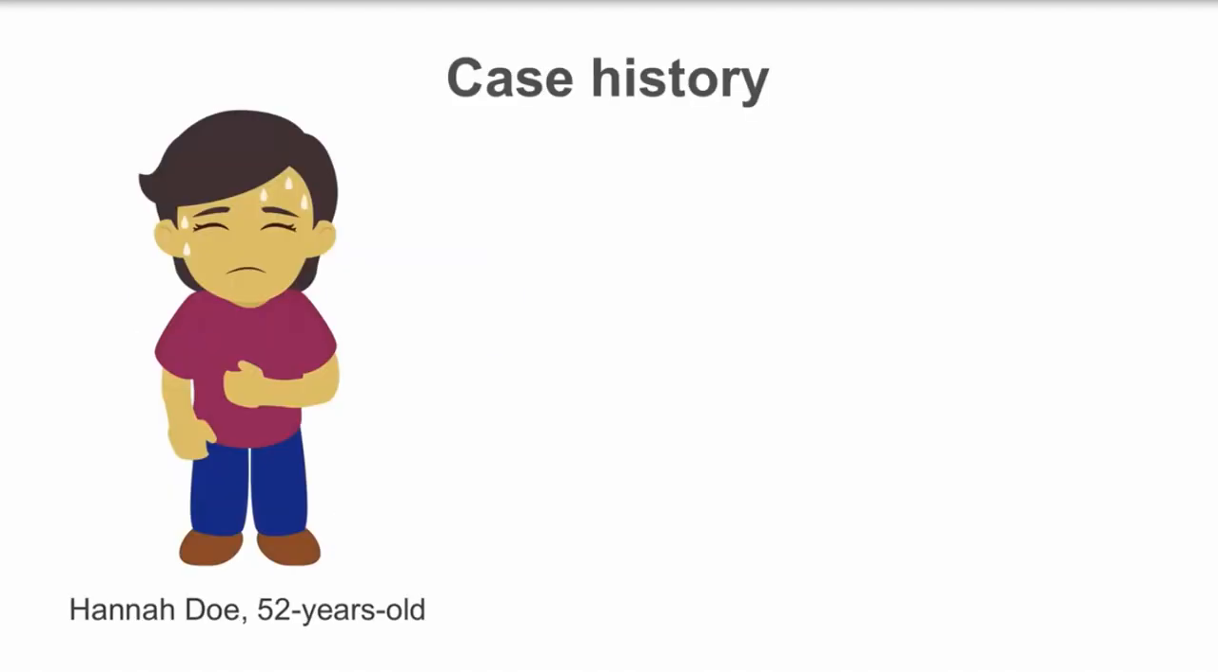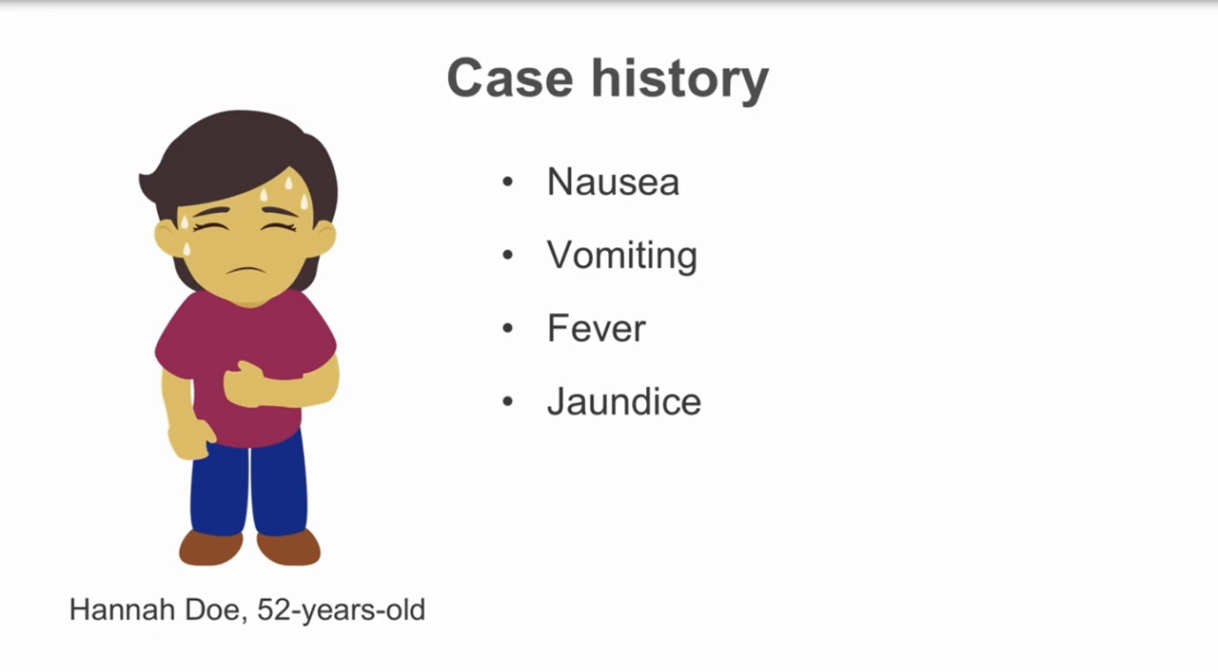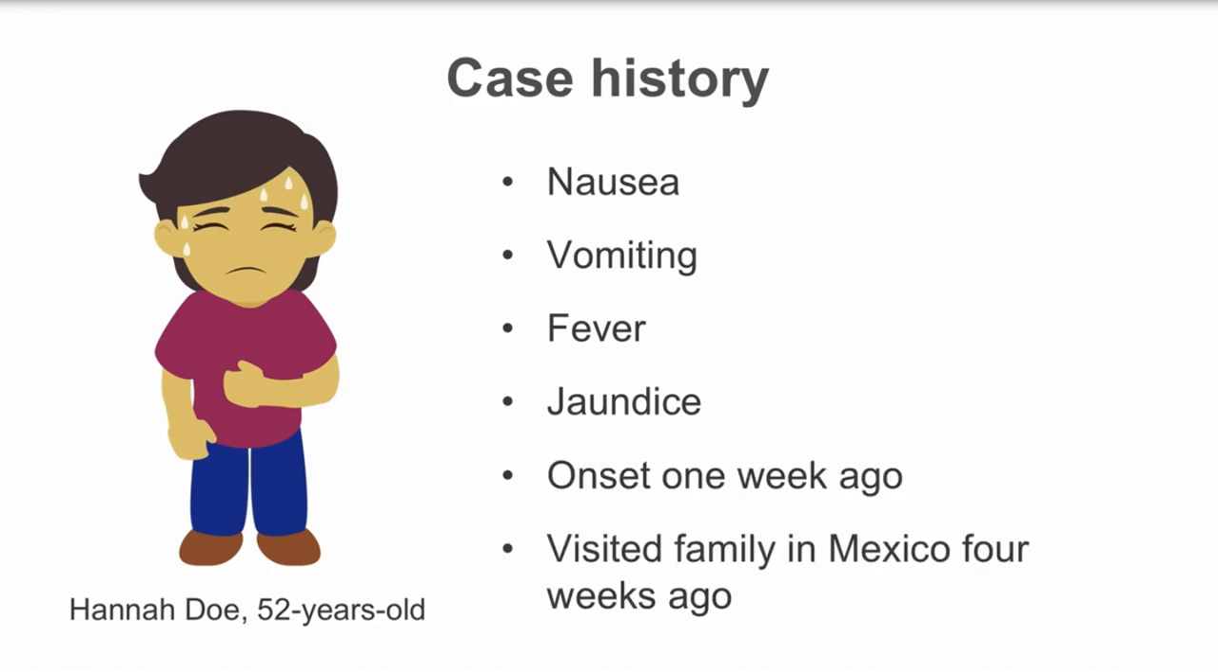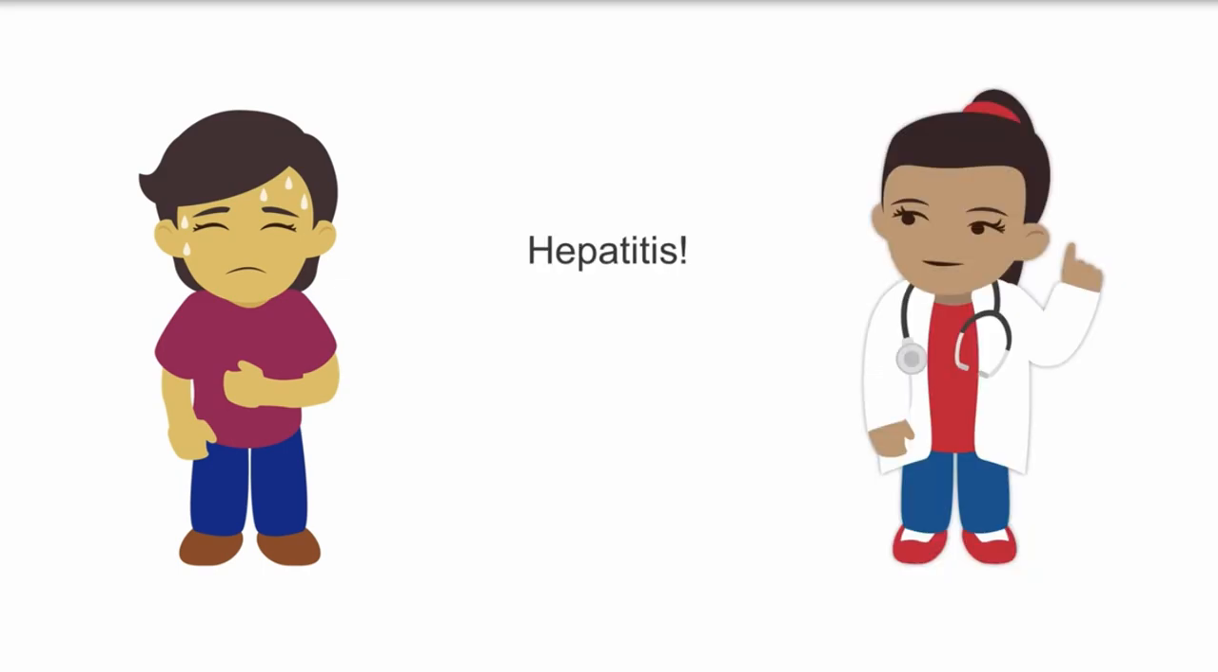So now let's meet some patients so we can put to work what we have learned about hepatitis E diagnostics. Our first patient is Hannah. She feels sick and had to vomit at home. She's feverish and her skin has a yellowish color. Her symptoms started 1 week ago. 4 weeks ago, she came back from Mexico when she visited family. Obviously, we think about hepatitis.